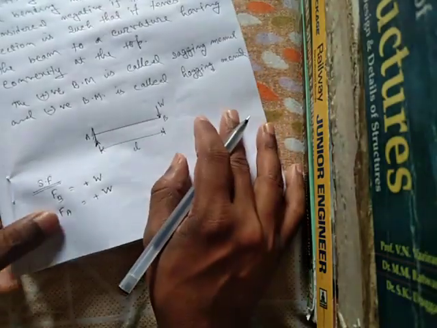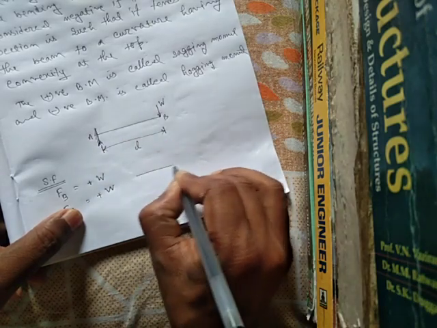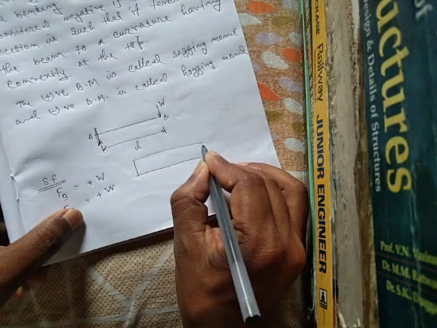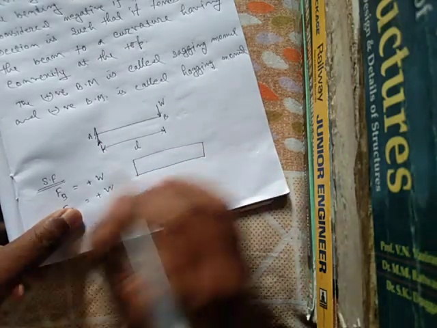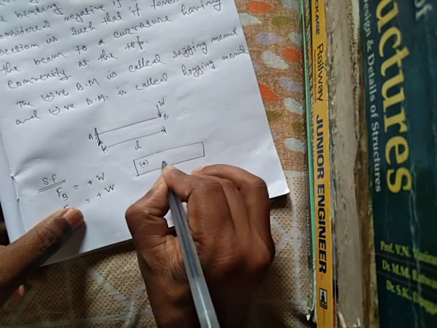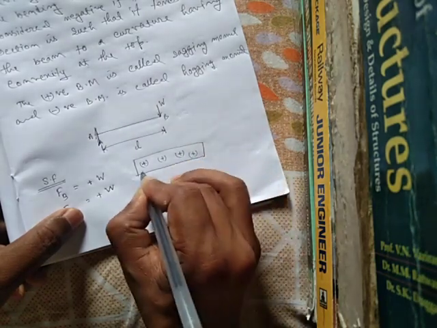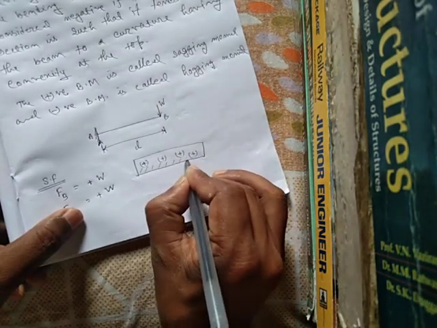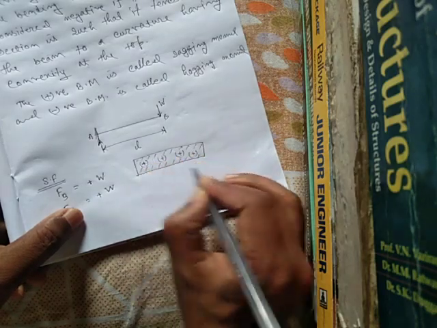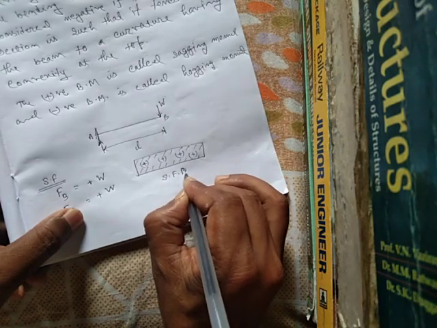The shear force diagram of this cantilever beam: this is the base, and the shear force is a constant value, a straight line. This is a positive shear force diagram. This is the shear force diagram, SFD.